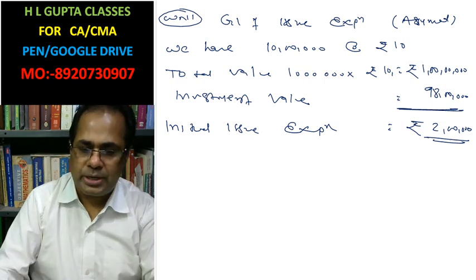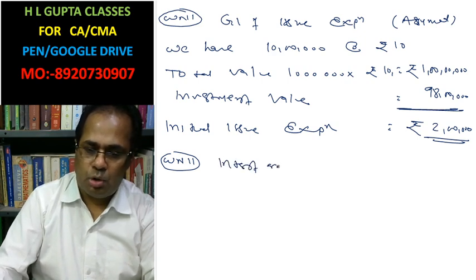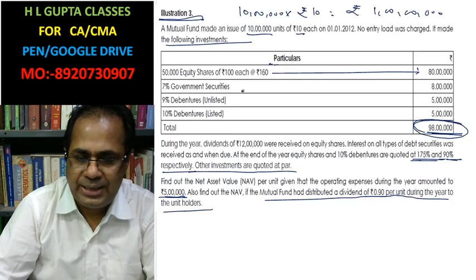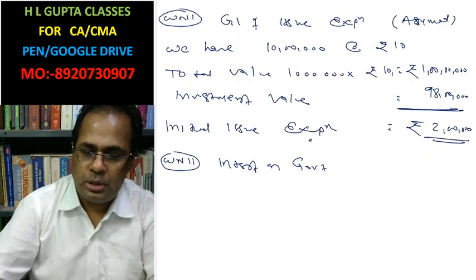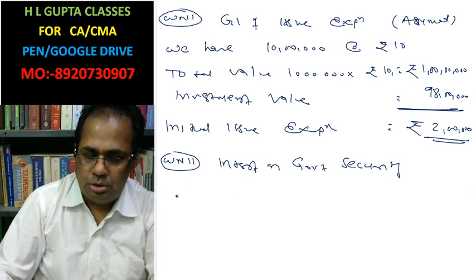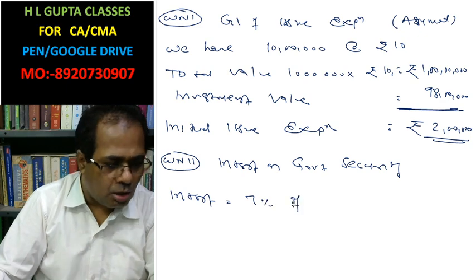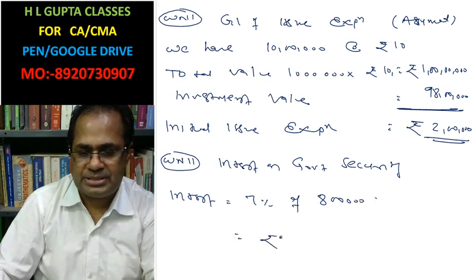Now, working note second. Interest on government securities. Government securities 8 lakh at 7%. 7% of 8 lakh is rupees 56,000.